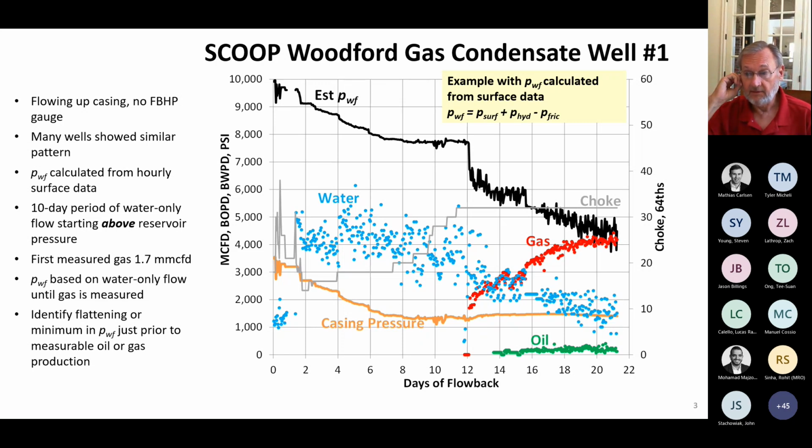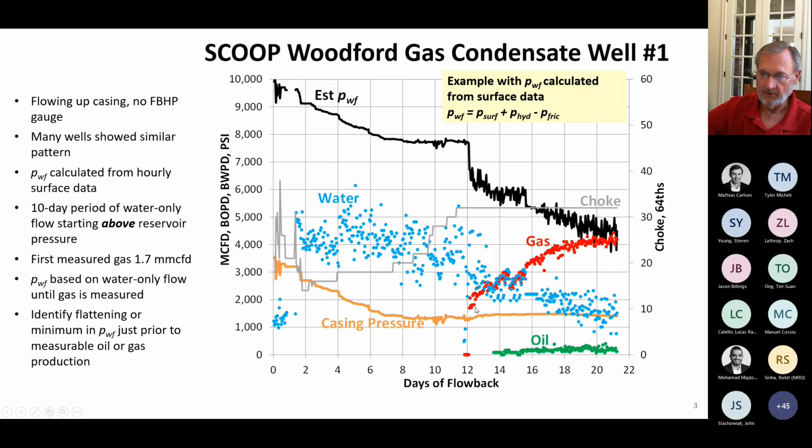But in both of these cases, we had a water only flow period, which we knew was starting out at a bottom hole pressure well above reservoir pressure and falling until a point where it leveled out here and you started getting traces of oil and gas coming in the well, which we interpreted to be the reservoir pressure or slightly below the reservoir pressure because we had enough drawdown to start getting some hydrocarbons in the well.